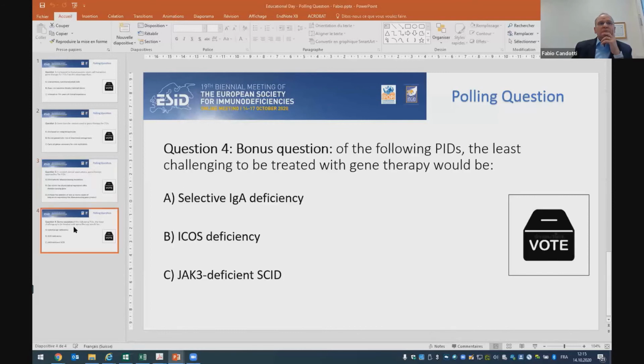Okay, I'm going to go to our last question. I named this a bonus question because I certainly did not give all the notions that are potentially required to answer the question, but I think it will give us an opportunity to discuss a little more about the applications of gene therapy. The question is, of the following primary immunodeficiency diseases, the least challenging to be treated with gene therapy would be: A, selective IgA deficiency; B, ICOS deficiency; or C, JAK3 deficiency. Please vote.